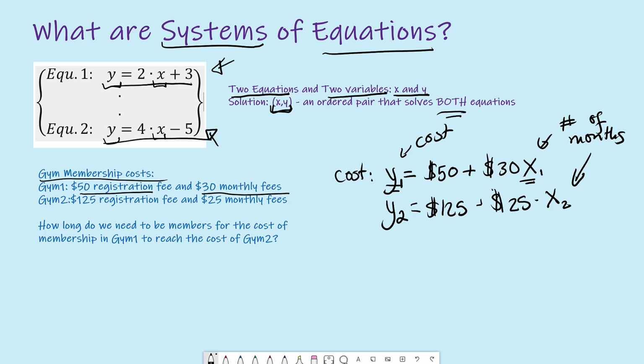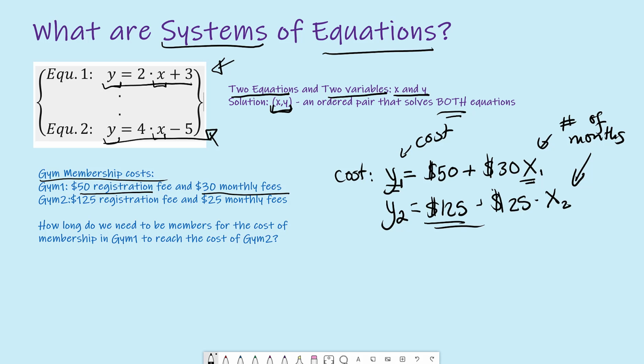Now, we're looking to answer a question: how long do we need to be members for the cost of membership in Gym 1 to reach the cost of Gym 2? So why are we asking this? Well, when we register, we're obviously paying much more in Gym 2, right? So initially, if we look at just registration, Gym 2 is more expensive. But the question is, is there a point where Gym 1 will become just as expensive?